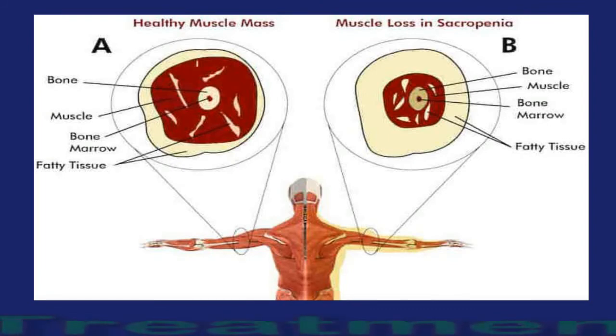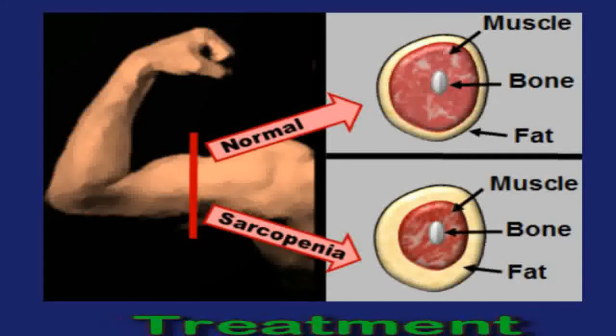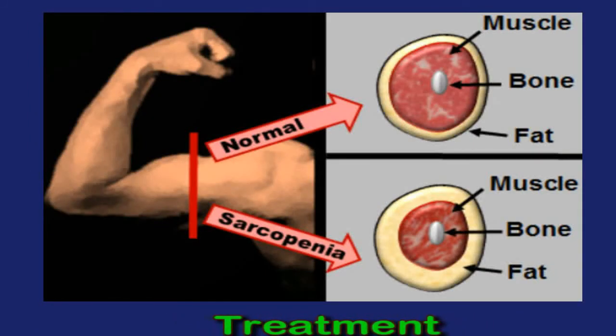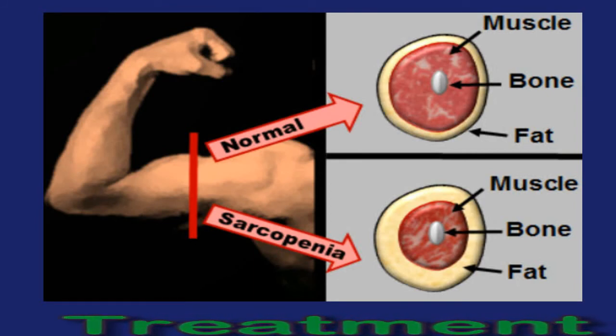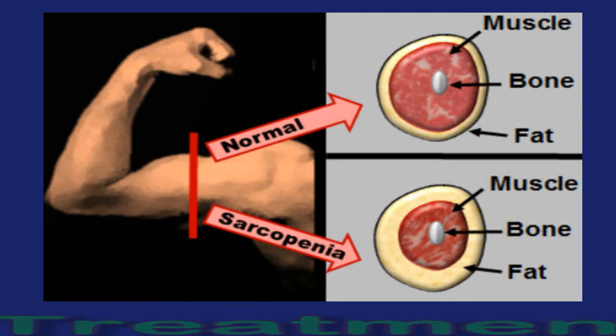Treatment. Treatment options focus on preventing and managing the condition through physical activity such as resistance training. This can help improve strength and reduce muscle loss. A person can also increase their protein intake. A 2020 article suggests consuming 20 to 35 grams of protein per meal.